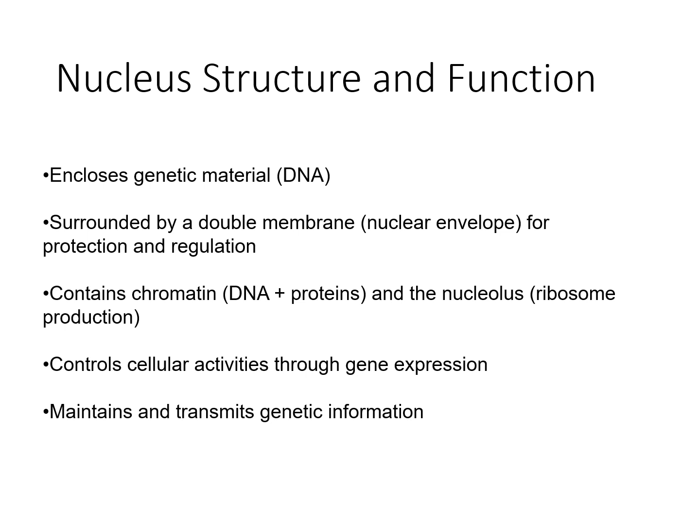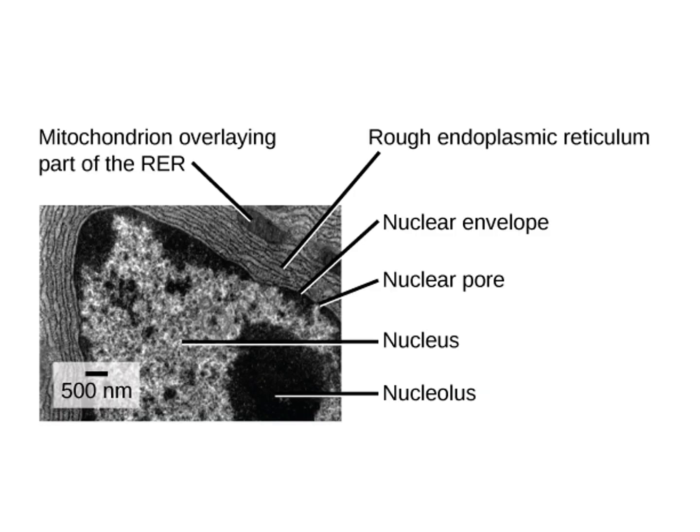This electron micrograph shows the nucleus, the nucleolus, the rough endoplasmic reticulum, and other internal structures within a pancreatic cell. These components work together in the synthesis and processing of proteins, a key function of cells with high secretory activity like those in the pancreas.